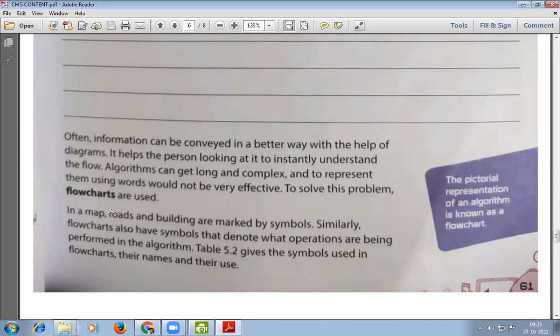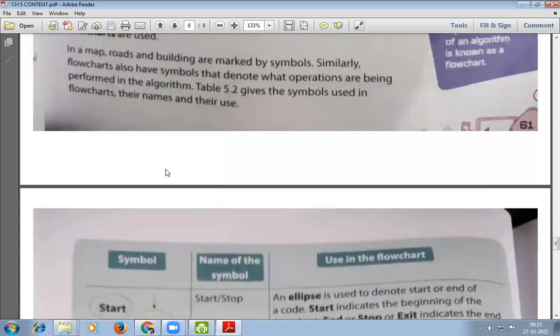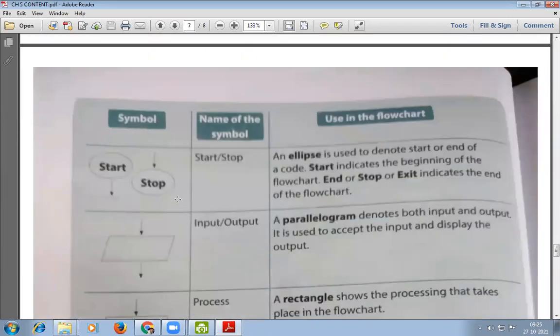Okay, the pictorial representation of an algorithm is known as a flowchart. It is easy. So what is a flowchart? The visual or pictorial representation of an algorithm. Okay, an algorithm is strictly in a statement manner, whereas flowcharts are pictorial or visually represented. So on page number 62, in table 5.2, the symbols used in flowcharts are given. Let's see.